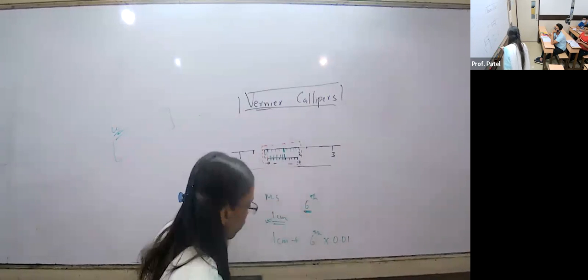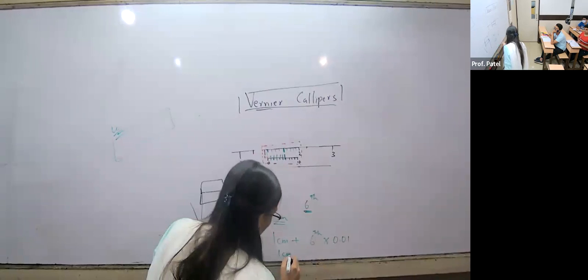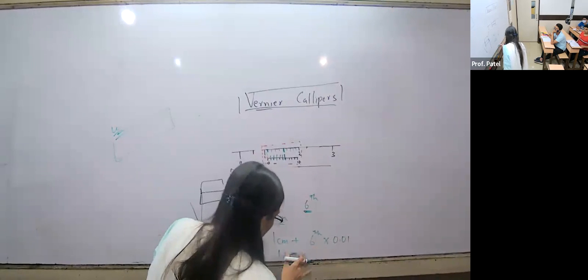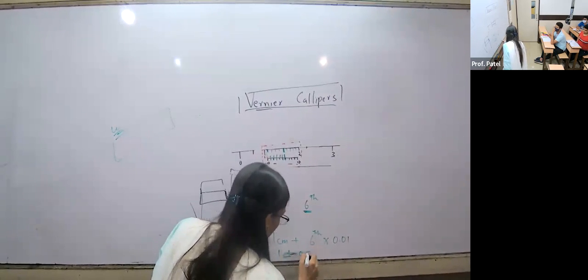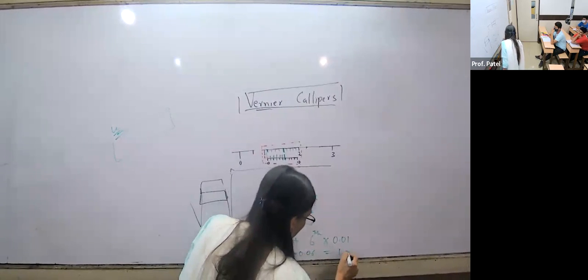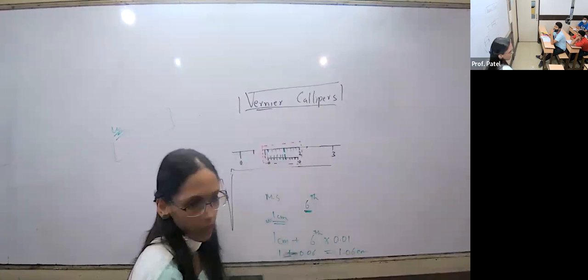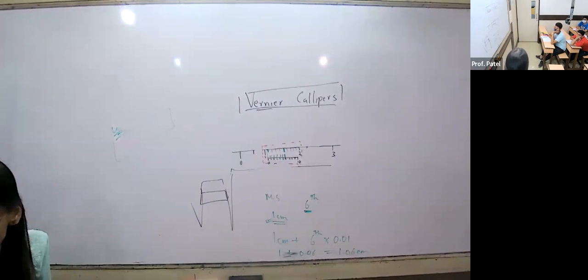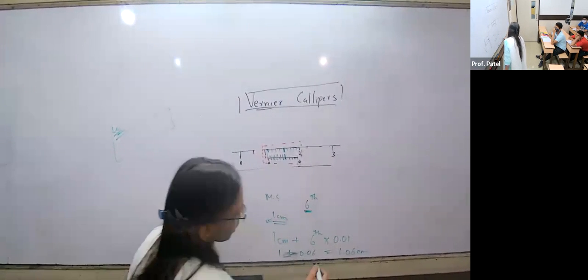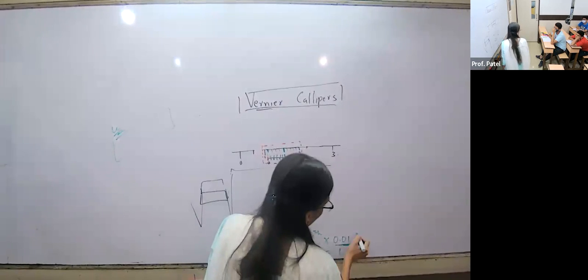So my final answer is 1 centimeter plus this. So it is 1 plus 0.06. So my answer is 1.06 centimeter. I get accurate up to 2 decimal points. Is this clear? So now you would ask, okay, how did I get this 0.01?